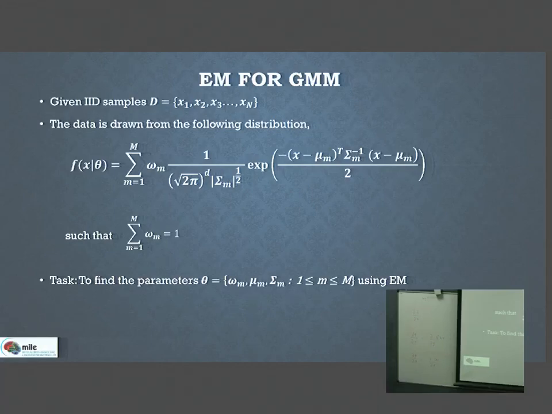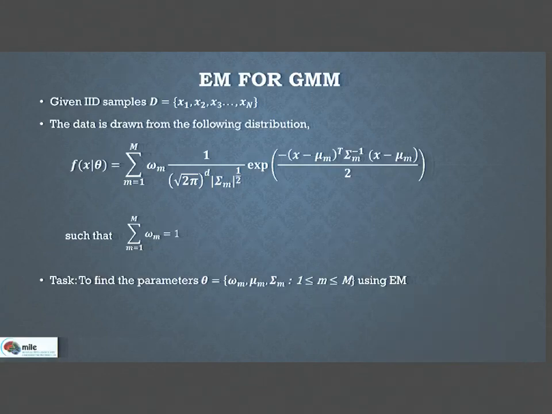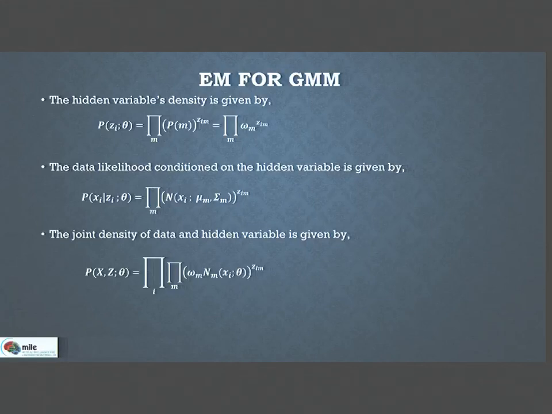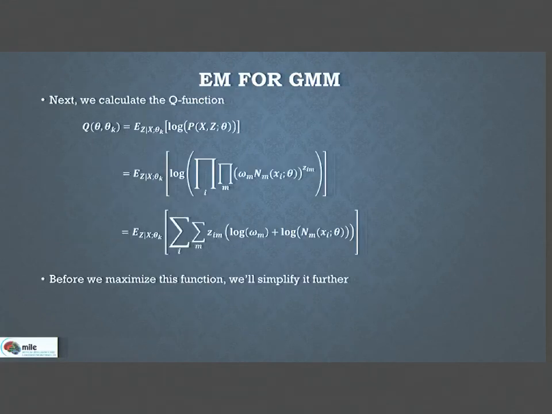So we'll see EM for GMM. The task is to find the parameters omega m, mu m, sigma m. We have assumed some density function for z and p of x given z, and we computed the Q function, which looks like this. This is what we saw in the last slide of the last lecture. Before we differentiate this and set it to 0, we'll simplify it further by taking the expectation inside and see how it simplifies.